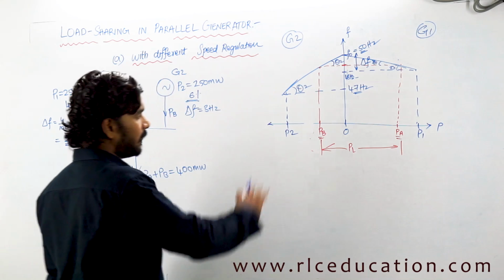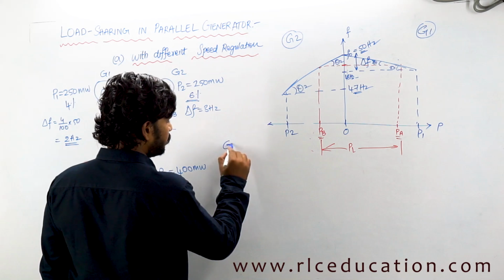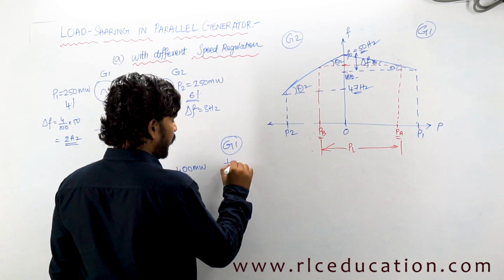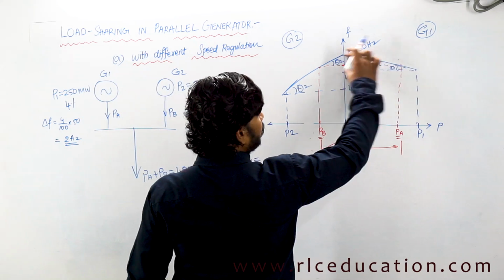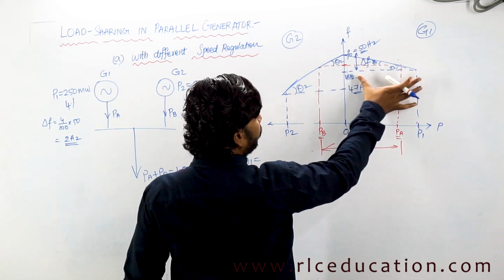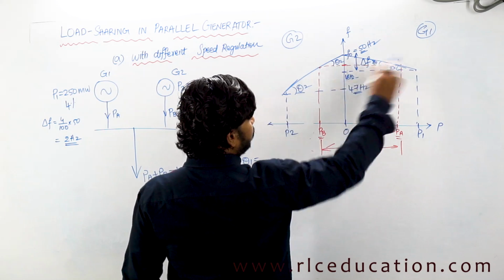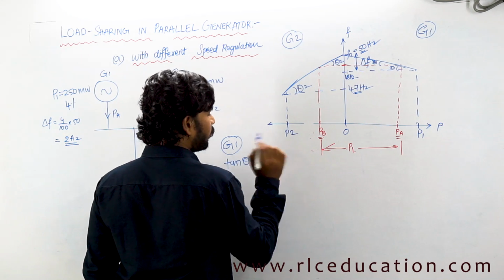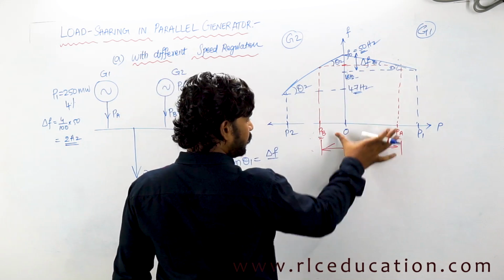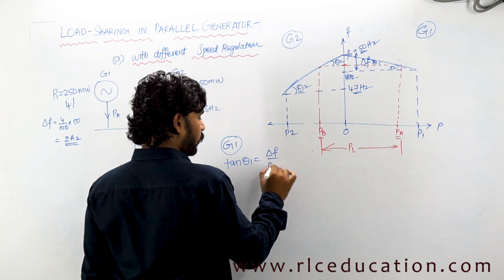So if the angle is the same, I can write for generator 1 like this. For generator 1, tan theta 1 for this bigger triangle will be opposite side by adjacent side, isn't it? So what is the opposite side? Change in frequency, delta F. And what is the adjacent side? Change in load, no load to full load.